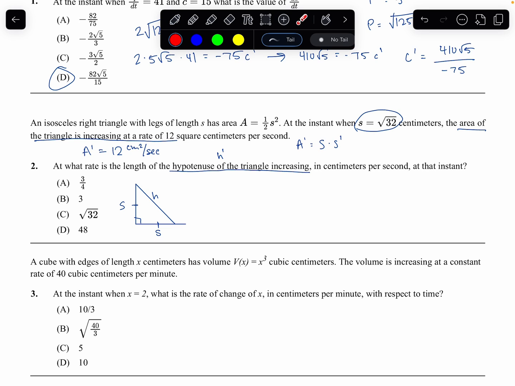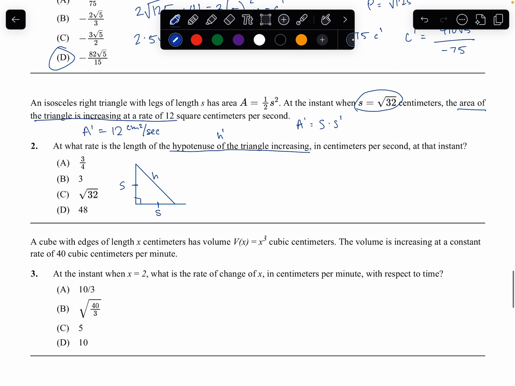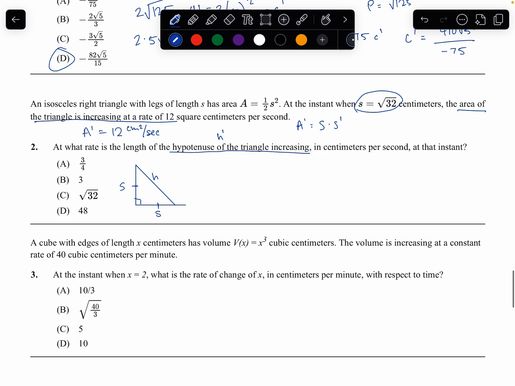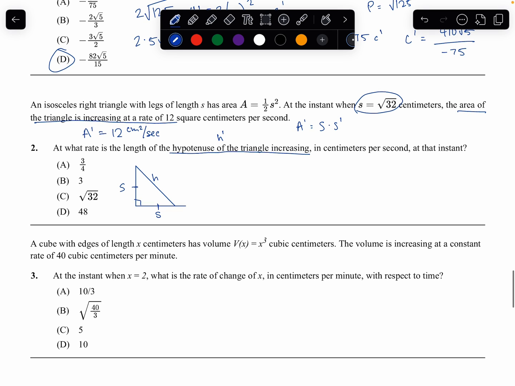Sorry, I'm a little immature. Because that's just funny right there. A prime is equal to s times, that was not intentional, I'm sorry.